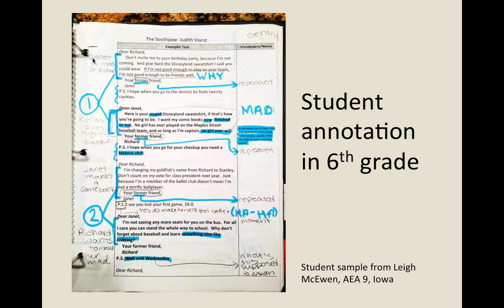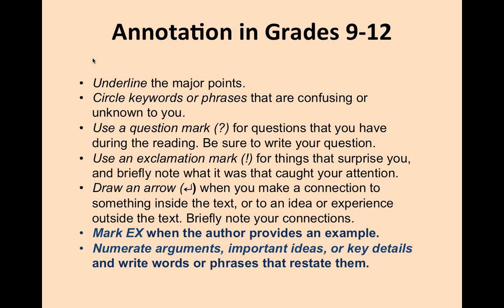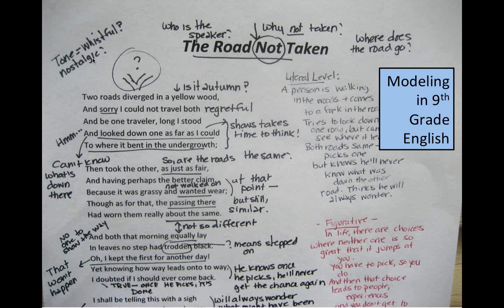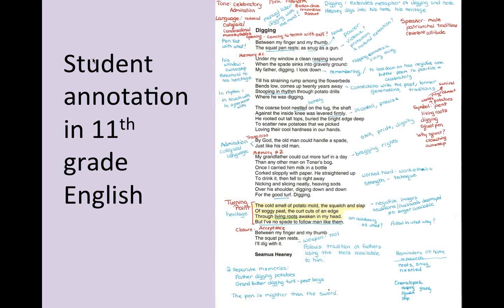In grades 9 and 12, we had a couple more. We mark EX when the author provides an example, and we enumerate arguments, ideas, and details, and then write them and restate them in the margin. Here's an example of teacher modeling for 9th graders. Look at the work this teacher is doing to show students her thinking. And then an 11th grader, look at this student's work after multiple readings. We know a ton about students when we go deeper and deeper and deeper into this.